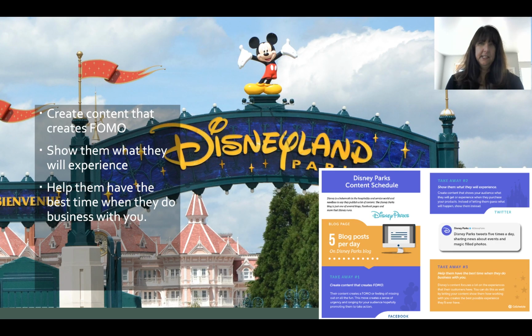We have Disneyland. Now Disneyland's content is all around fear of missing out. So when you're at the park, they use a lot of different content strategies to engage with you while you're there, to help you navigate, know where things are going on, know where the fun is, where's the best time to hop in line. And they do about 5 posts a day. They do a lot of apps, social media, but know that again, there is a concerted effort, a strategy around this.